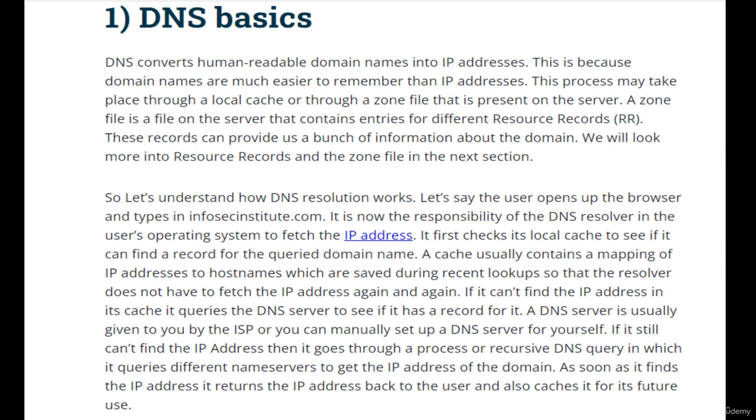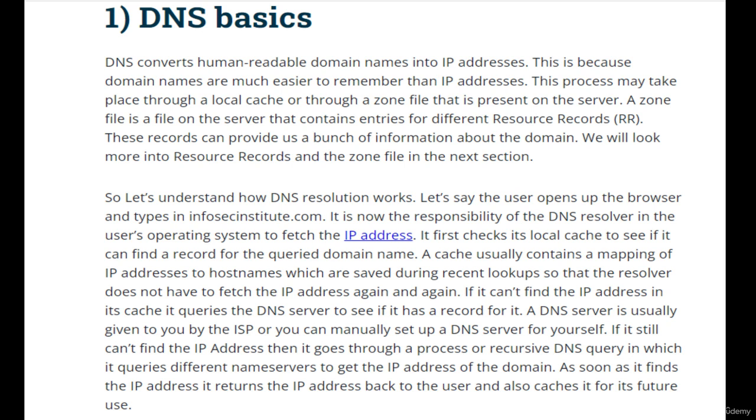So at first, we have to know DNS basics. DNS converts human readable domain names into IP addresses. This is because domain names are much easier to remember than IP addresses. This process may take place through a local cache or through a zone file that is present on the server.